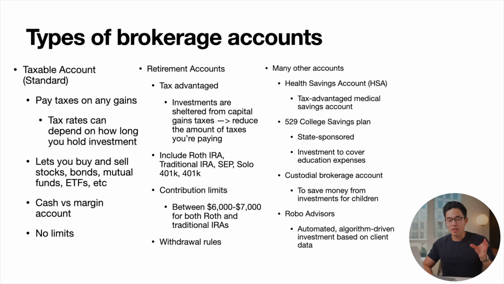And in the taxable account, it's going to let you buy and sell stocks, bonds, mutual funds, ETFs, and more. Within the taxable account, there's also your cash versus margin account. So with the cash account, this is when you're buying investments with money that you yourself deposit into the account. And with the margin account, this actually lets you borrow money from your broker to buy investments. And as you guys can probably tell, that's a lot more risky. Most people are going to have multiple taxable accounts. And in just a couple of minutes, I'm going to show you guys how to set one up.